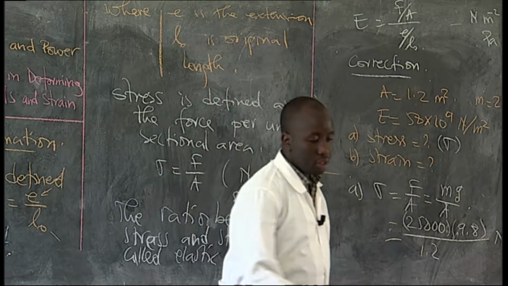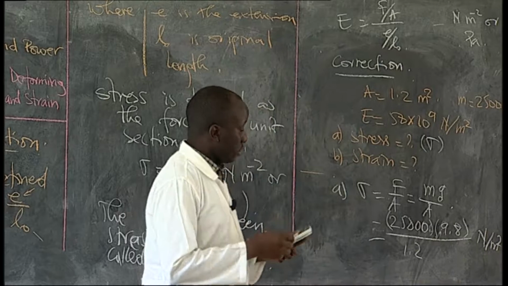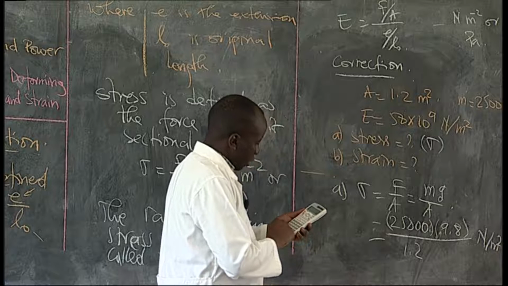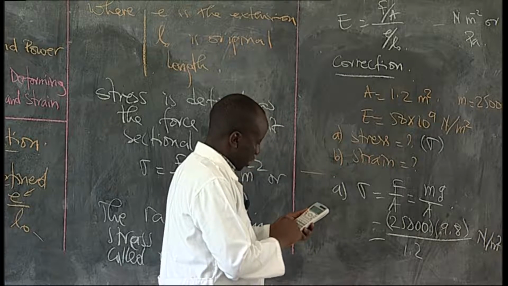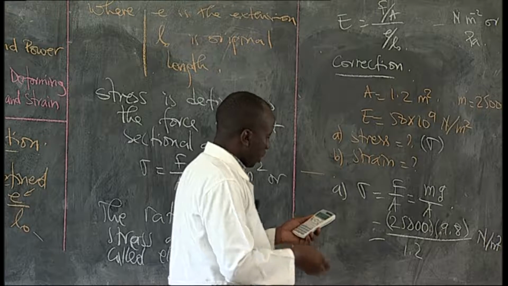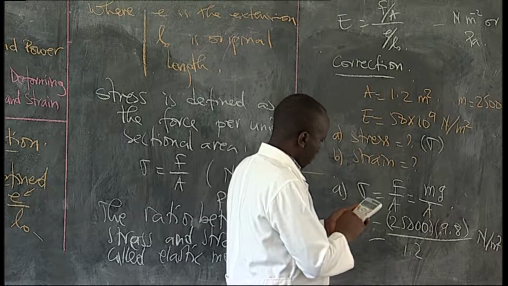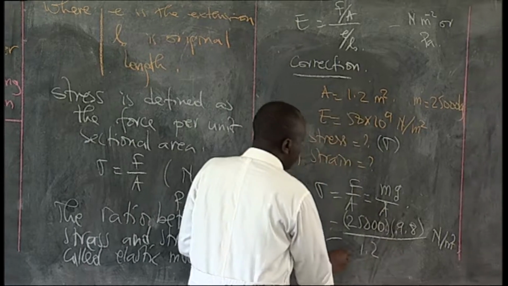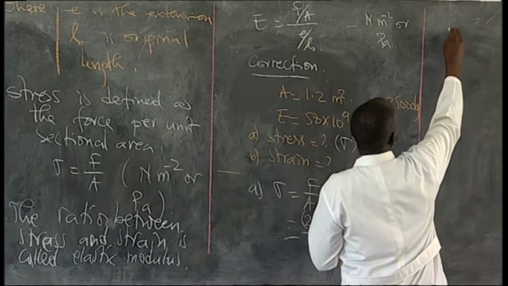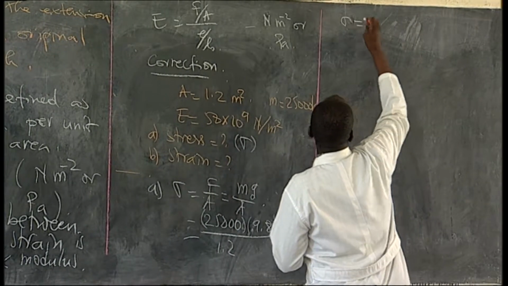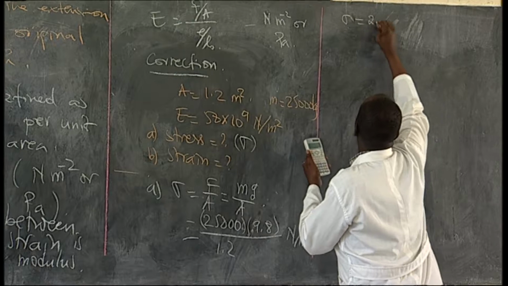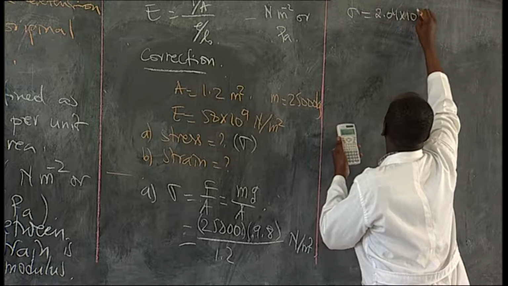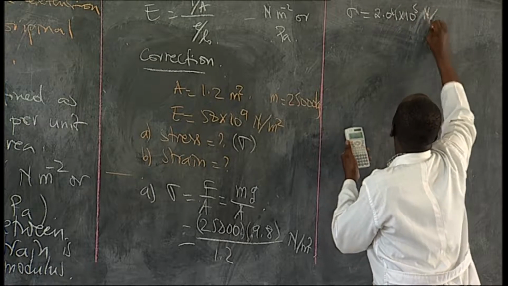That's good. Now we can calculate and use your calculator, and then you find the answer. So here we have 25,000 times 9.8, divided by 1.2, and the answer equals 2.04 times 10 power 5 Newton per meter squared.